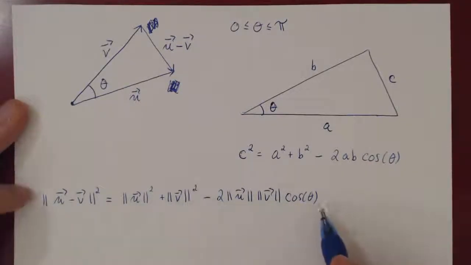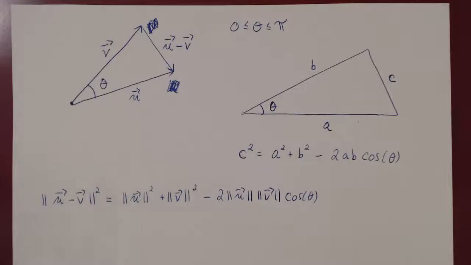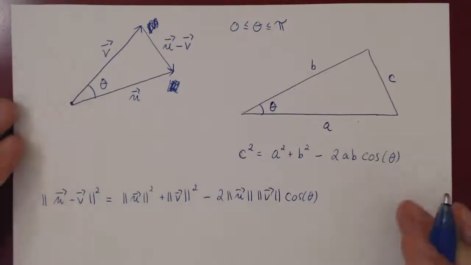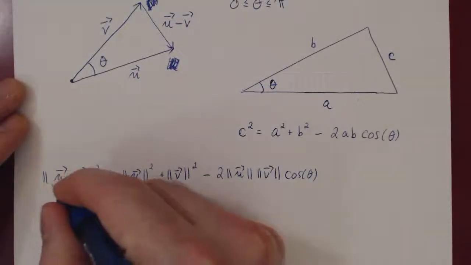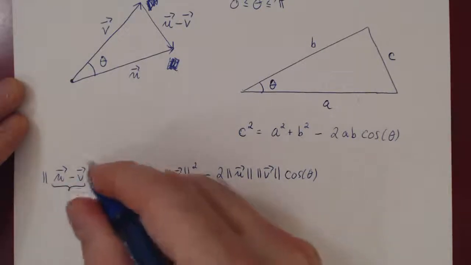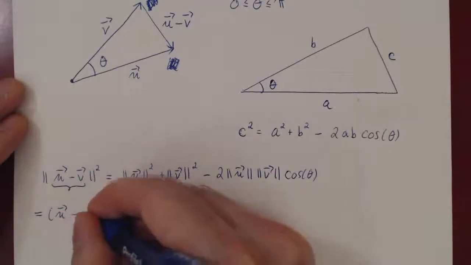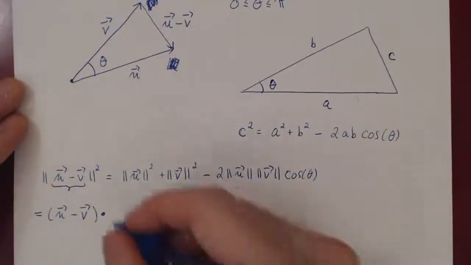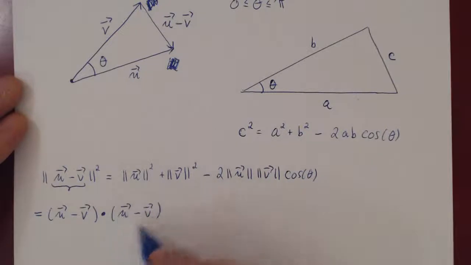Let's try and clean this up a little bit. If you remember, the connection between the norm of a vector squared and the dot product is that if you dot a vector with itself, you get the norm of the vector squared. And this is exactly what we're going to do now. We have the vector u minus v, the norm of this vector squared, but that's just the vector u minus v dotted with itself. Whatever the vector is, if you dot a vector with itself, you have the norm of the vector squared. Let's expand this and see what we get.